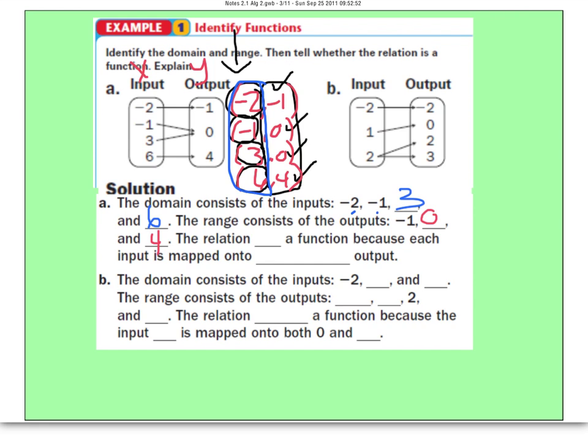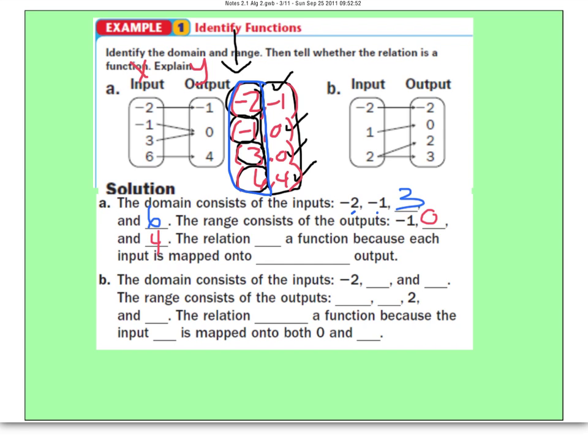Don't be thrown off that this particular one right here, that you see for -1 and 3 both go to the 0 value. -1 and 3 can both go to 0 because every time I put in 3, I get 0. Every time I put in -1, I get 0. That's okay. So here we're going to say the relation is a function because each input, or x value, is mapped onto 1 y value, or the output.